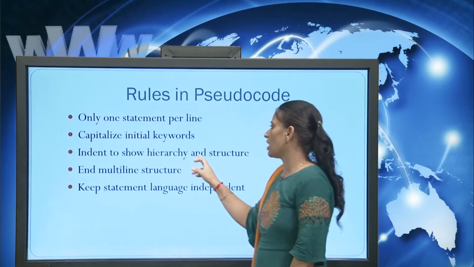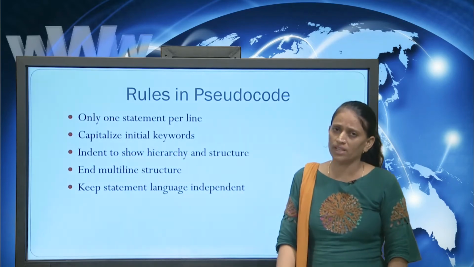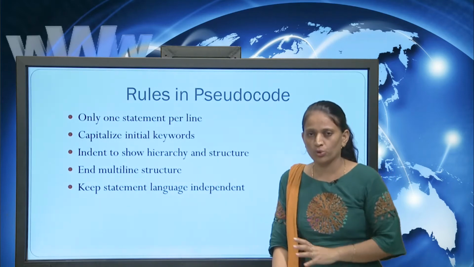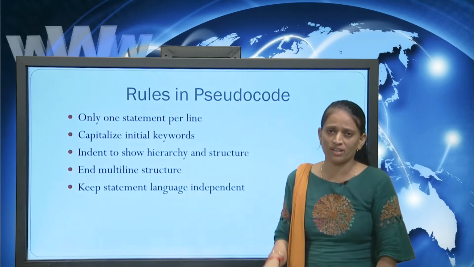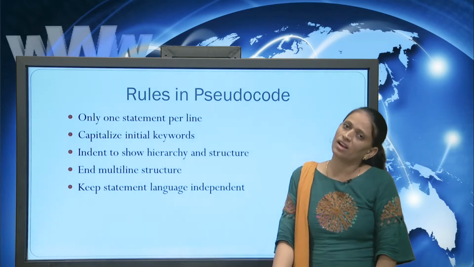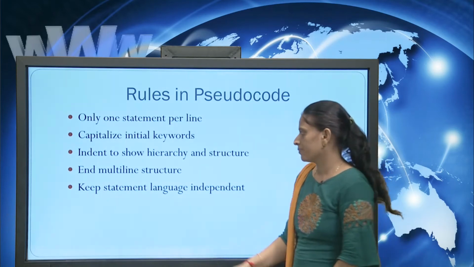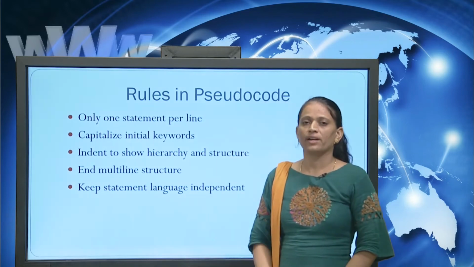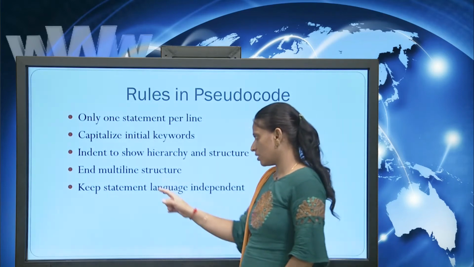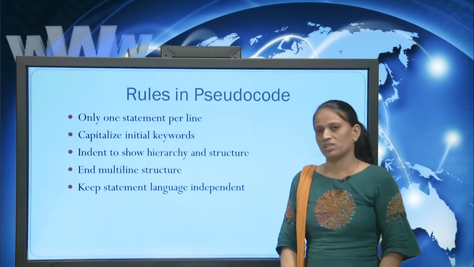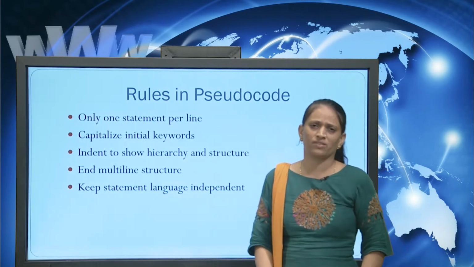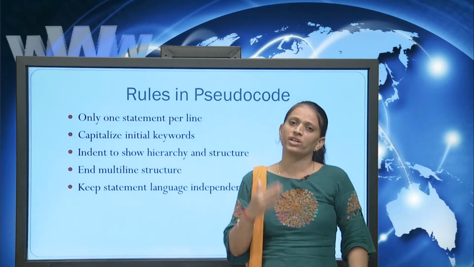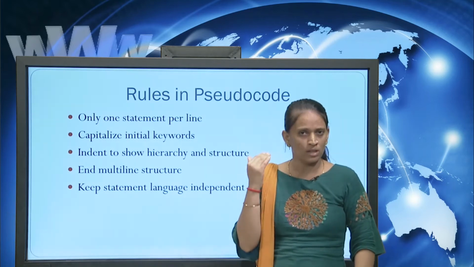Indent to show the hierarchy and structure. In pseudo code, indentation is done to define the hierarchy and structure of multi-line structures. We always end the multi-line structure and keep the statements language independent. It is not bound to any language; it is just a human readable textual version of an algorithm.